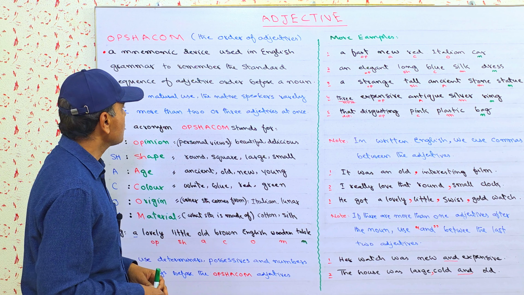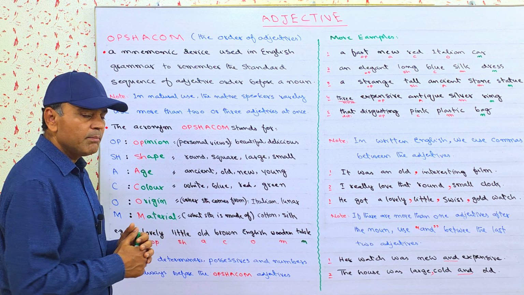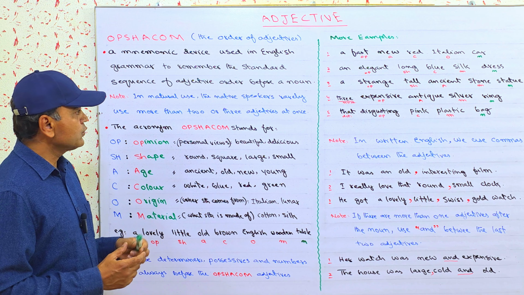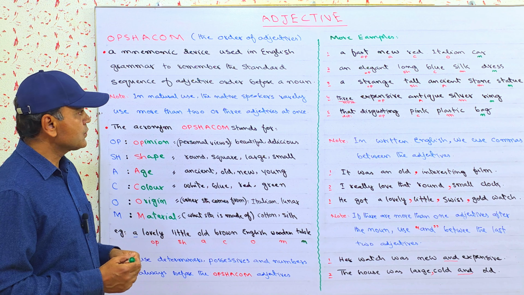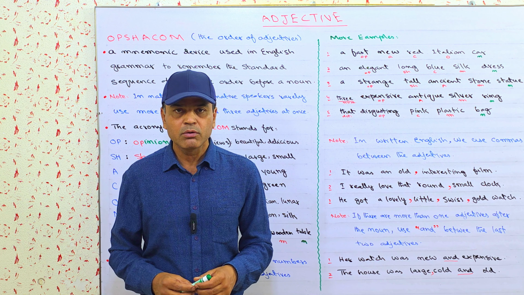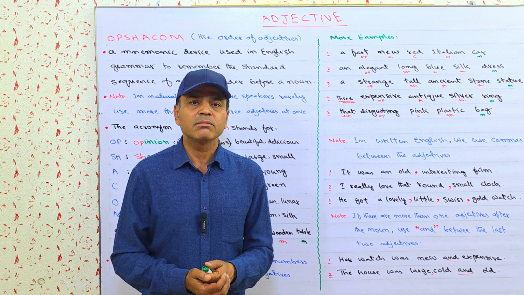I have already talked about it. But please note one thing, that in natural use, native speakers rarely use more than 2 or 3 adjectives at a time. So it's not necessary that you have to use that many adjectives. Normally 2 or 3 adjectives are used. But in case you have to use that many adjectives, you will have to follow this rule.